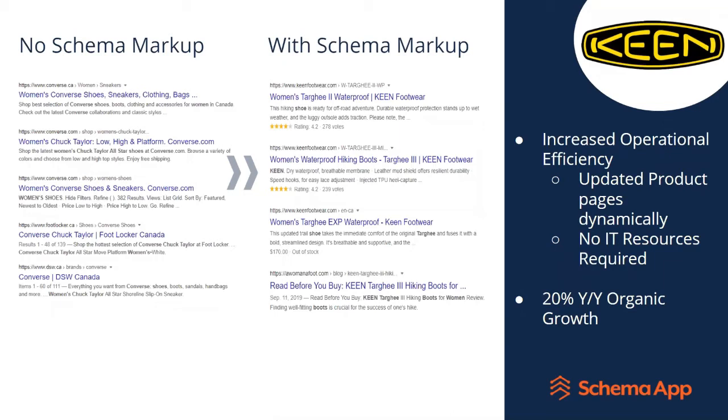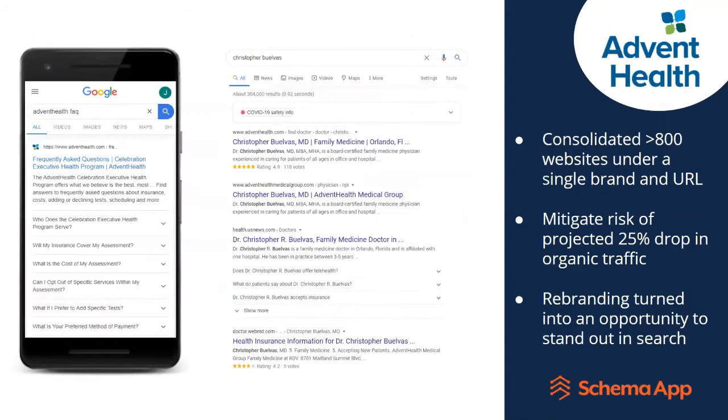The next example I'd like to highlight is for Keen Footwear. So our customer Keen, they have a small team that's responsible for global SEO, and they have big goals. So they require agility and efficiency, and implementing rich results on their product pages directly helped deliver a 20% year-over-year organic growth in traffic.